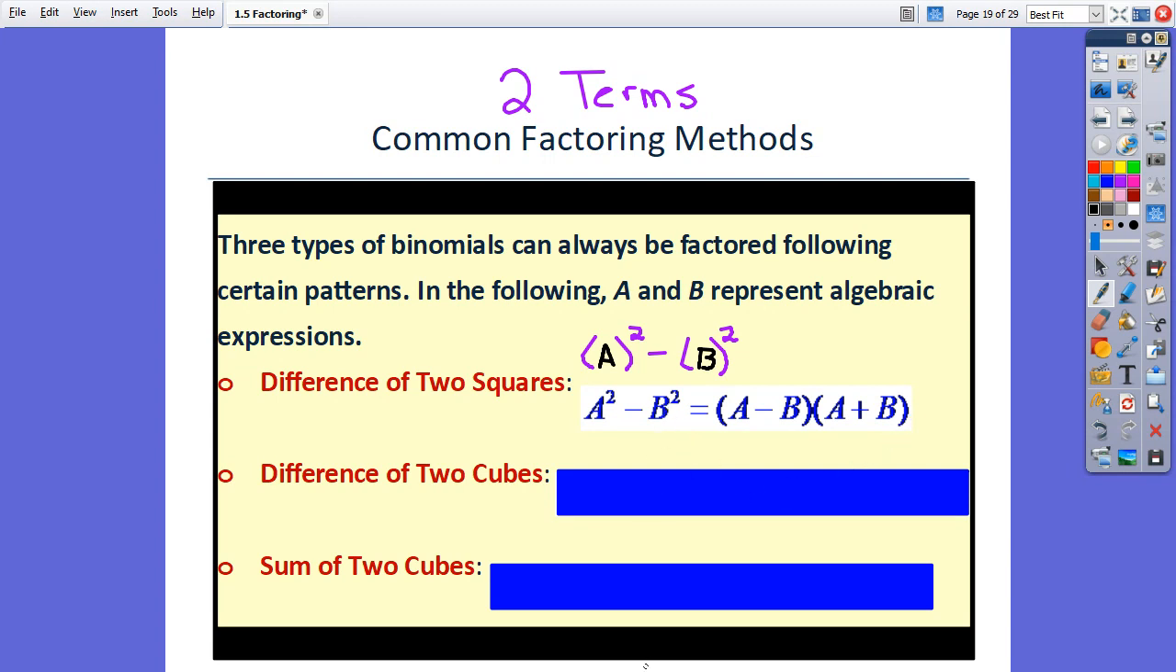two squares. So we've got to figure out what is our a and what is our b so that we can go to conjugates and do a plus b times a minus b, which can be written as a minus b times a plus b, by the commutative property again. So we'll look at some of those.